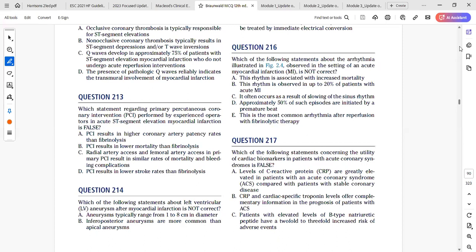So for question 1216, the option approximately 50% of such episodes.